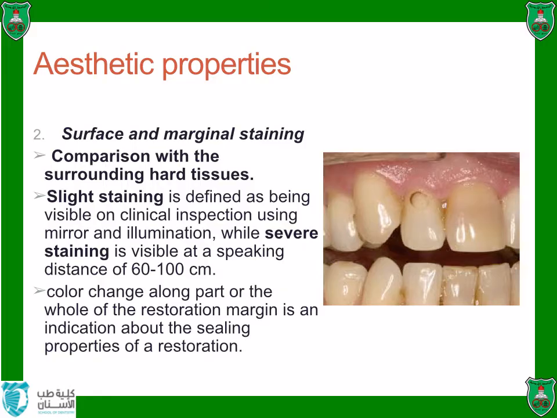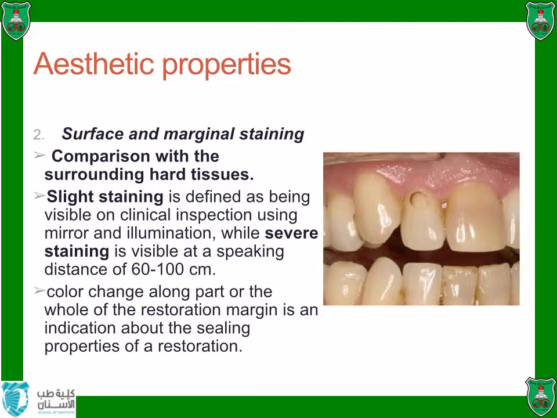Now the second property in the aesthetic properties is the surface and marginal staining. Marginal staining could be either slight staining or severe staining. Slight staining is defined as being visible on clinical inspection using a mirror and illumination. So you can just see it when you examine the patient. However, severe staining is visible at speaking distance of 60 to 100 centimeters, as you see in this picture. We have a severe staining around the restoration.